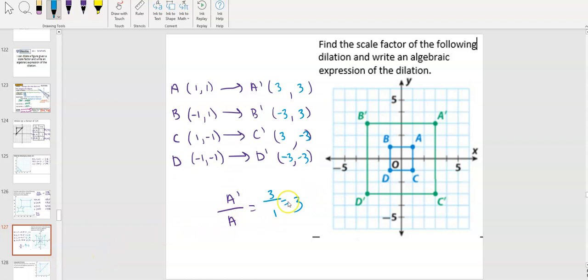Okay, you should have gotten a scale factor of 3. All of my pre-image values, if times by 3, create my image values. And you can also tell because if I am here at 1, times 3 will get me that much larger. Okay, so the green square is 3 times larger than the blue square.